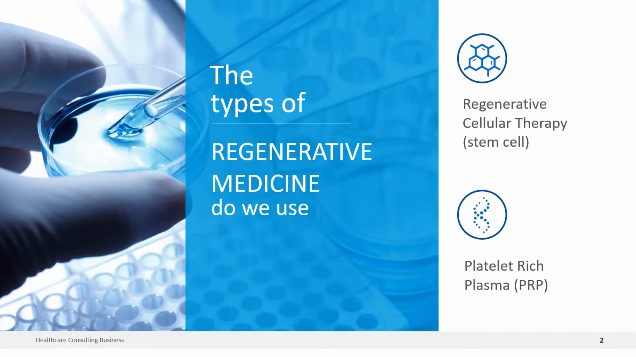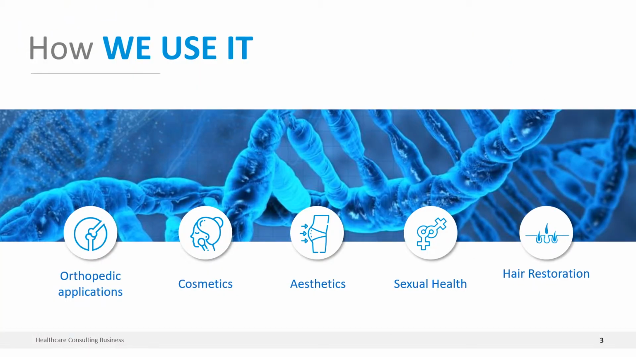So let's just talk about the different types of regenerative medicine that we currently use, right? So we have regenerative cellular therapy, often referred to as stem cell, and of course we have platelet-rich plasma, often referred to as PRP. For today's presentation, we're going to be talking more about the stem cell or the regenerative cellular therapy. So first, let's talk about what different types of things we treat with the stem cells or with the RCT or the regenerative cellular therapy.